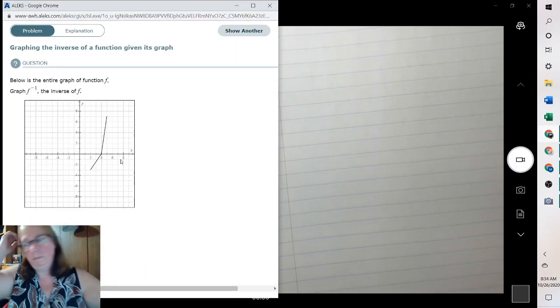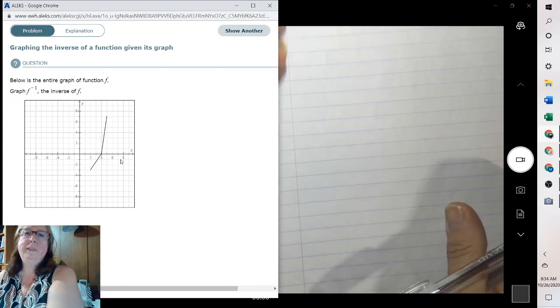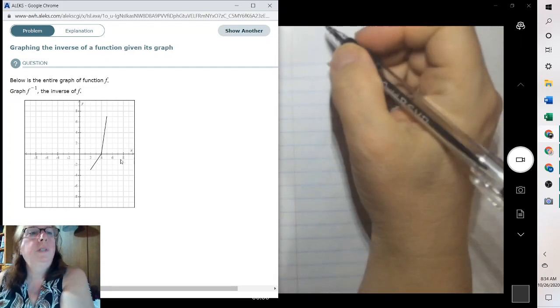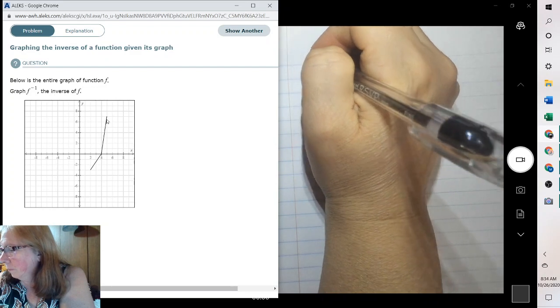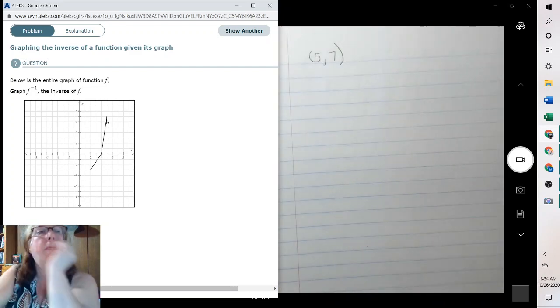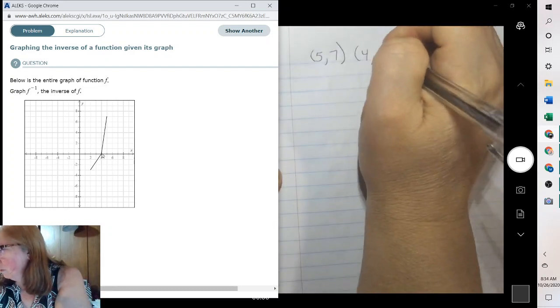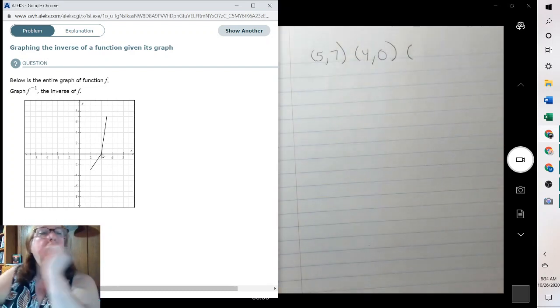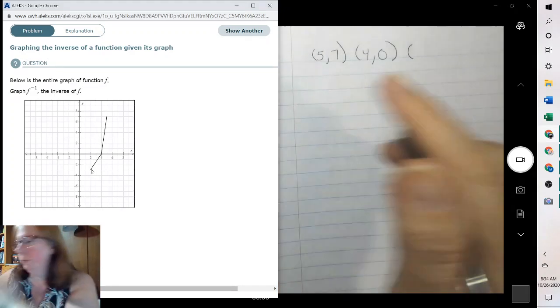Okay, this one, to graph the inverse, the first thing you want to do is find a couple of the points. Like this one is 5, 7. And this one is 4, 0. And this one is 2, -3.